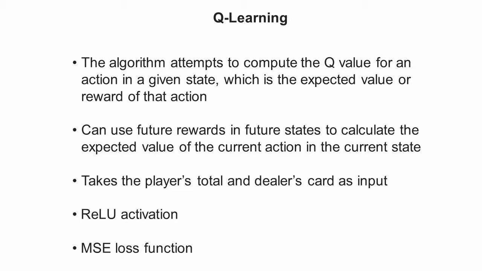The second neural network uses Q-learning to choose the best action. Q-learning is a form of reinforcement learning, where the algorithm calculates a Q value for each action in each state, which is the expected value or reward of that action. Q-learning is able to use future rewards in its calculation. For example, the reward of hitting in a certain state takes into account the potential of hitting in a future state.